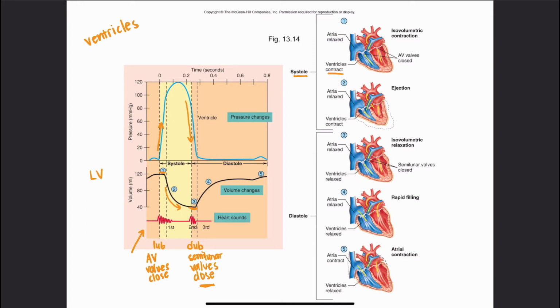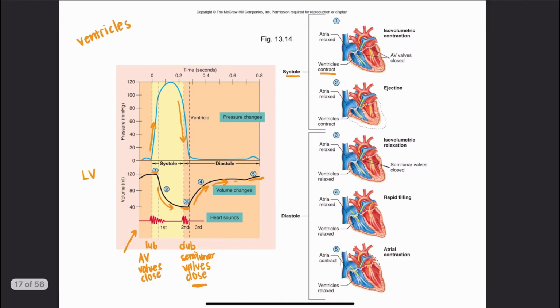And now our ventricles are relaxed. Our atria are relaxed for a little bit. Atria are filling with blood as well as pushing blood into the ventricles. And so there's slow volume changes as the atria fill with blood and then the ventricles fill with blood. This will cause a higher increase in volume in the left ventricle.